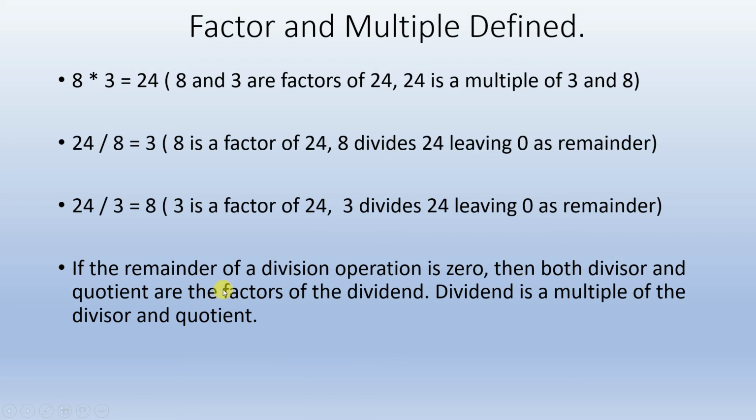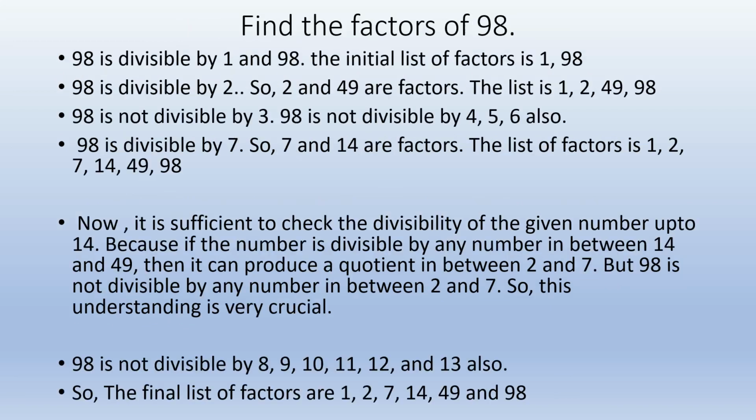So here I have written the concept: if the remainder of a division operation is 0, then both divisor and quotient are the factors of the dividend, and dividend is a multiple of the divisor and quotient. So we'll discuss various examples. Through examples we will learn these concepts.